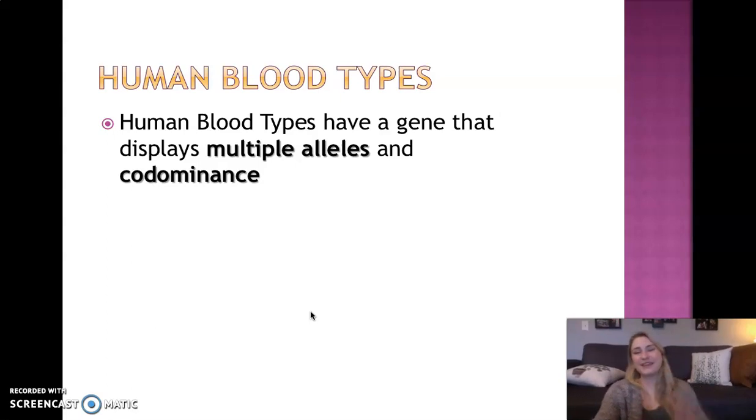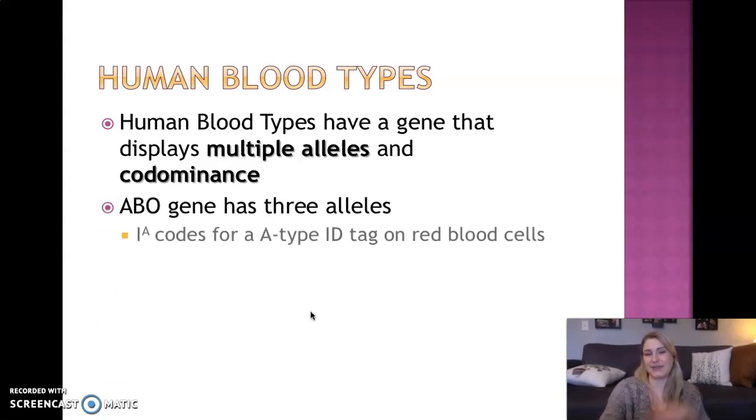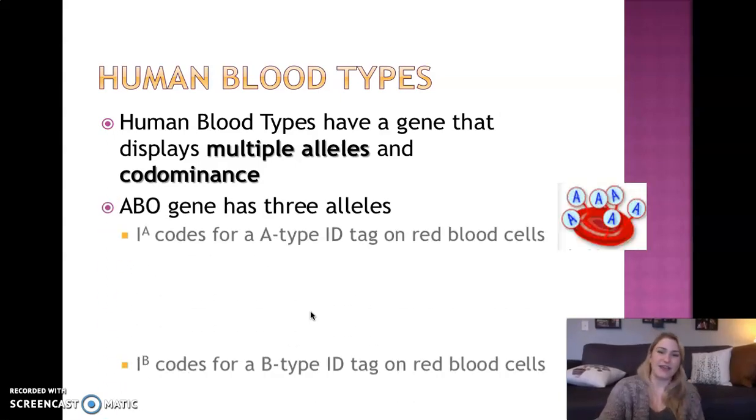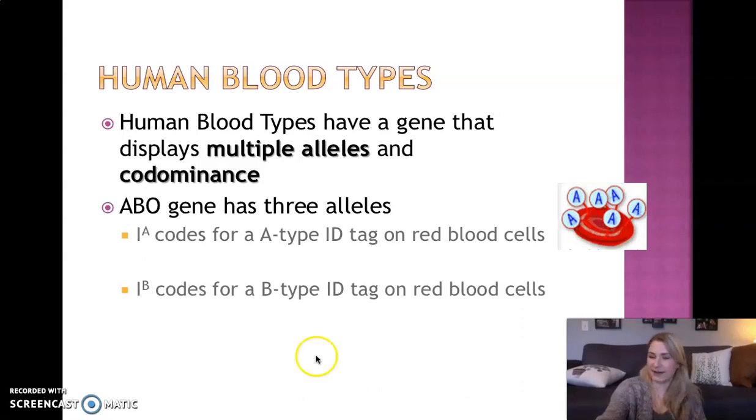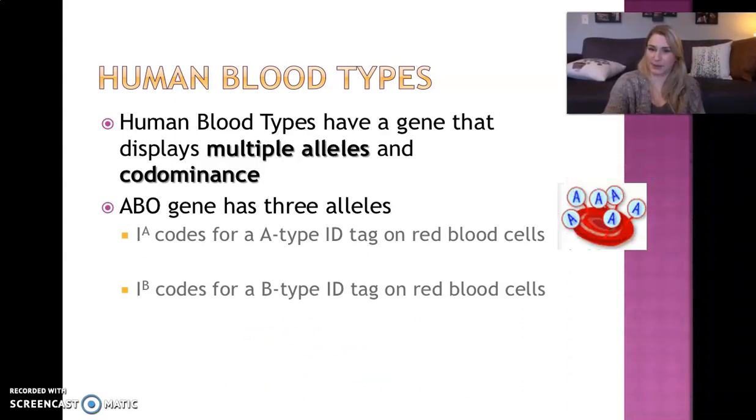So, human blood types, we have multiple alleles, A, B, and O, and then also codominance, which is what we see with the A and the B alleles. So this is going to change the game a little bit with Punnett squares, because we're still going to use capital and lowercase letters, but because we have multiple alleles, we're going to put a little exponent letter next to it in order to say which dominant allele it is.